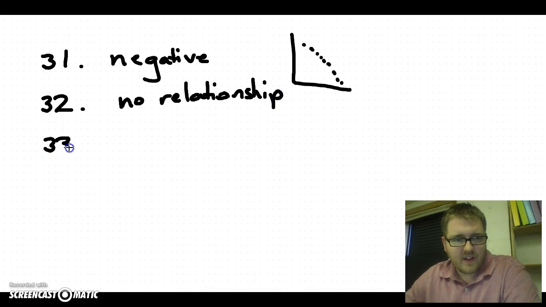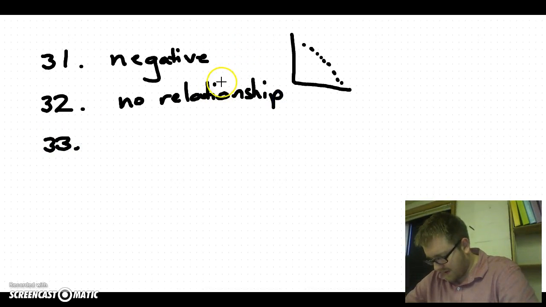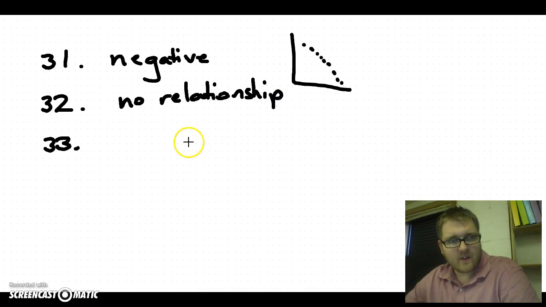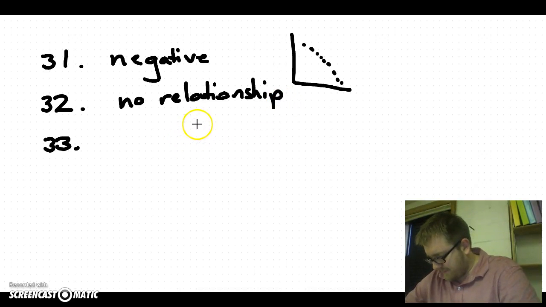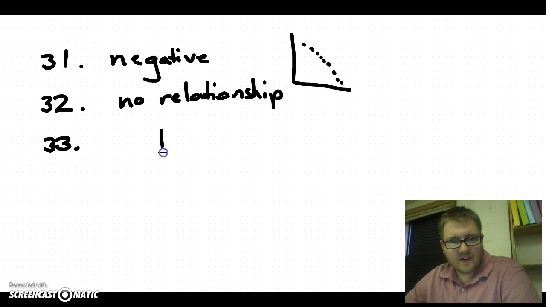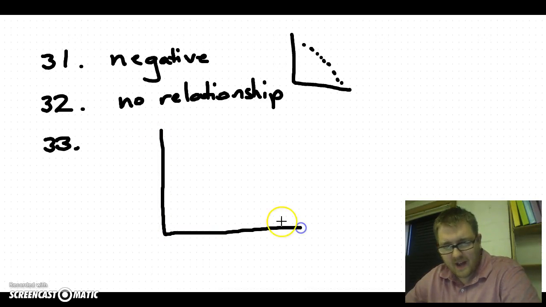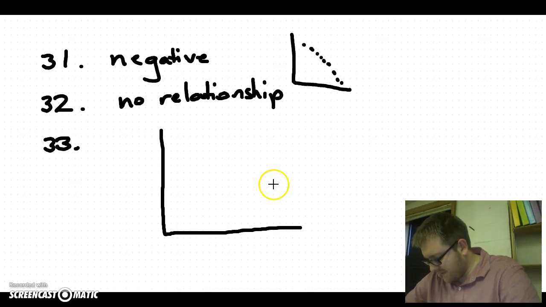For 33, the last one, the table shows the winning times for the women's 1500 meter race in 8 Olympics. Make a scatter plot with the year and time. Does it show a positive, negative, or no relationship? So for this one, I'm just going to start you out since there's only a limited amount of time left. They give you a scale there.